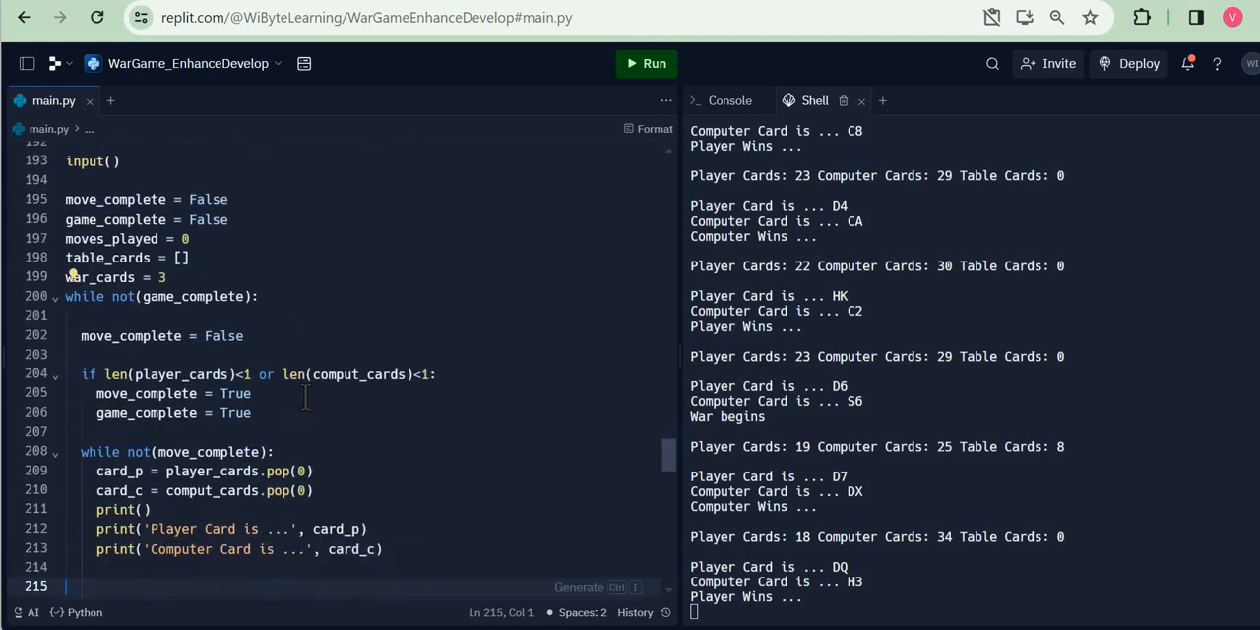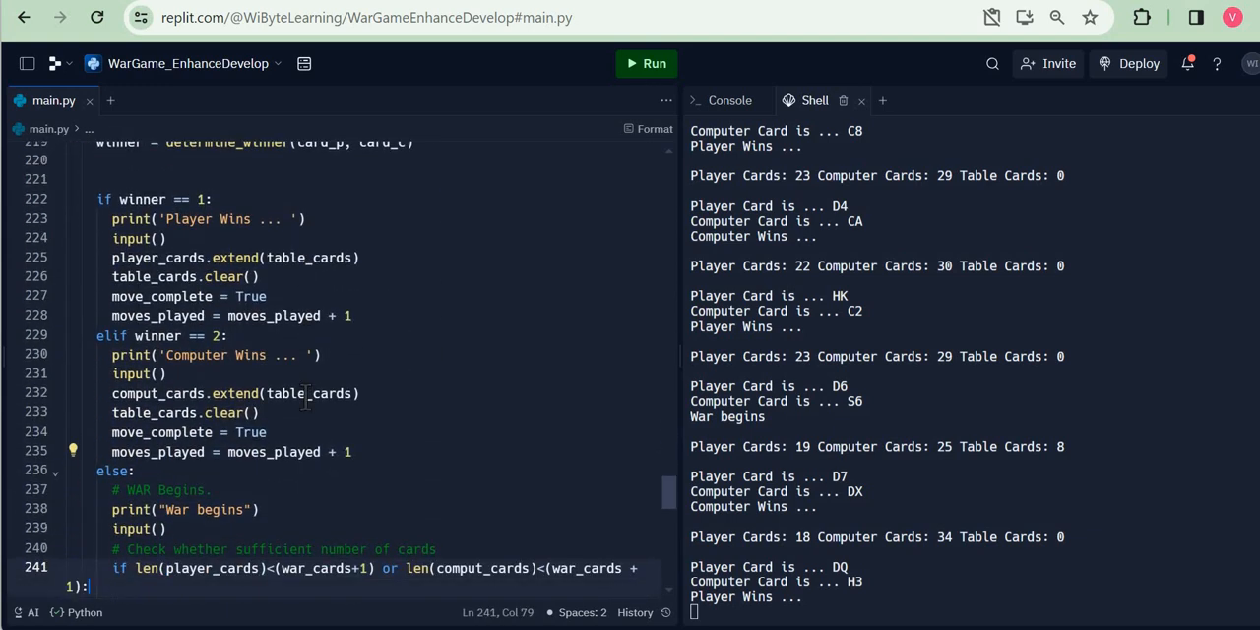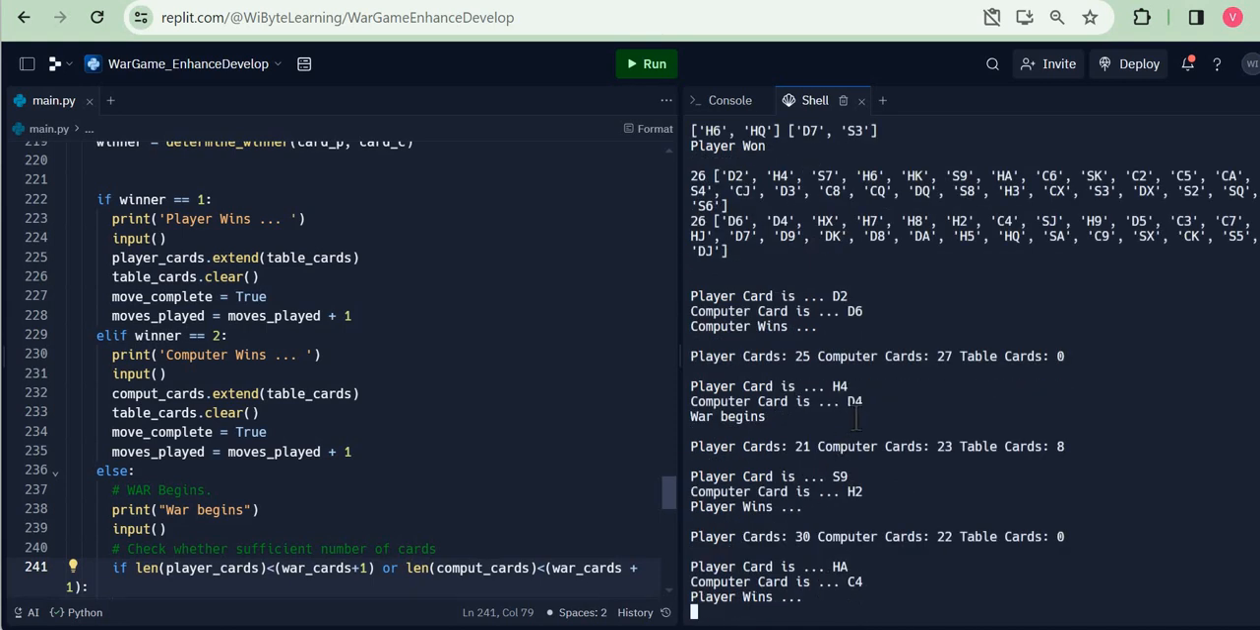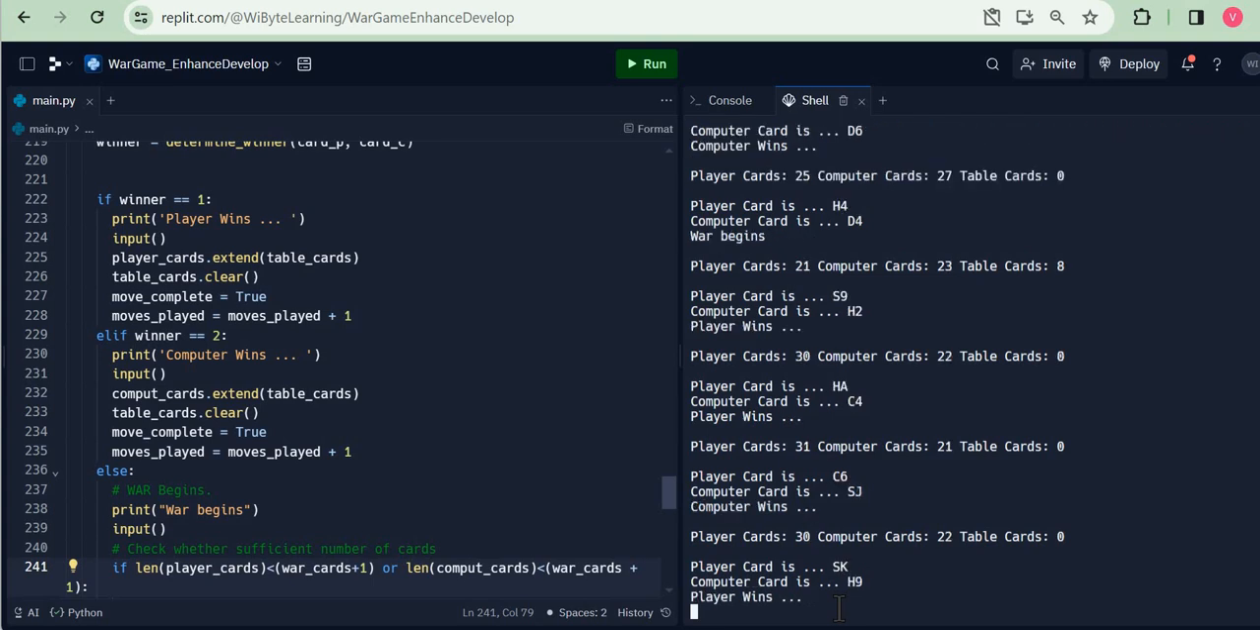Now this has made the game quite general. We'll have to play this for a while to see those wars happening. Now I got my first war here quite early. War happened, player had 25 cards to start with, player has won the war. Remember, after the first war, which is 3 cards, player will end up with 5 more cards, so player ends up with 30, computer is at 22. Let's hope to get more wars in this.